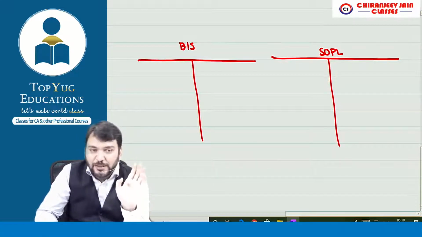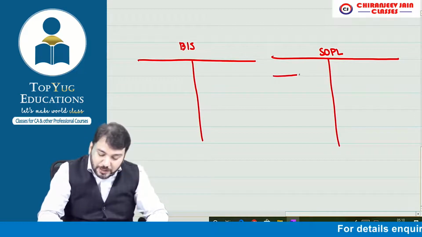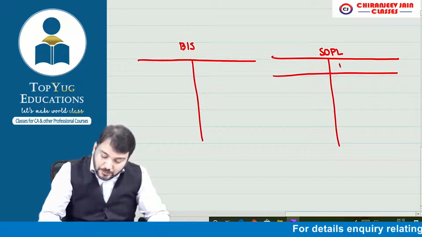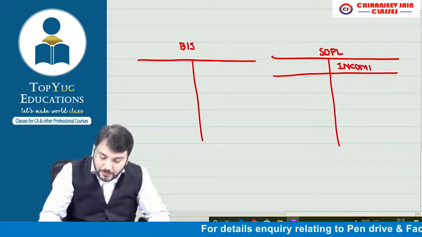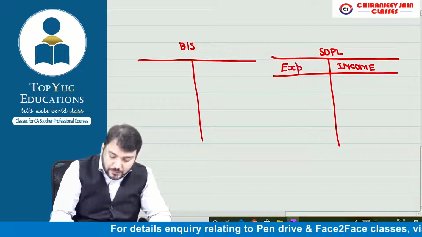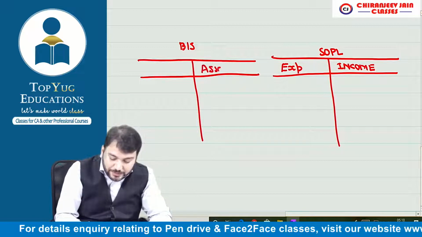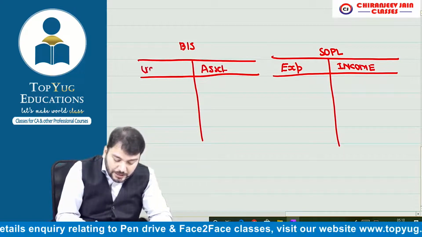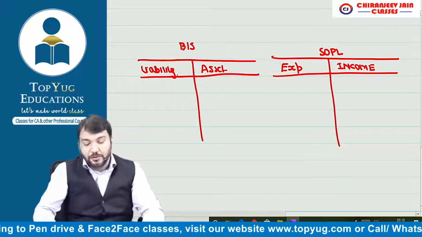Balance sheet and statement of PL. Now, in statement of PL, we write down income and expense, correct. And in balance sheet we write down assets and liabilities, correct. Everyone knows this, correct.